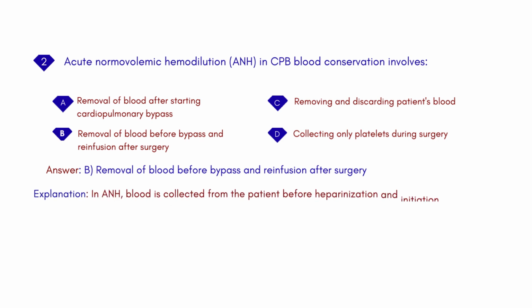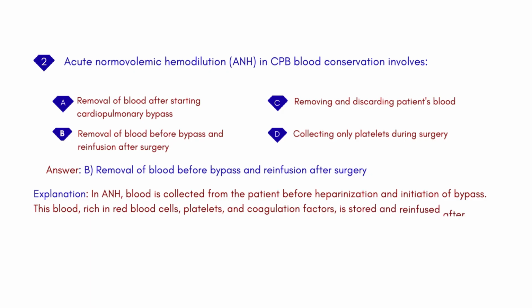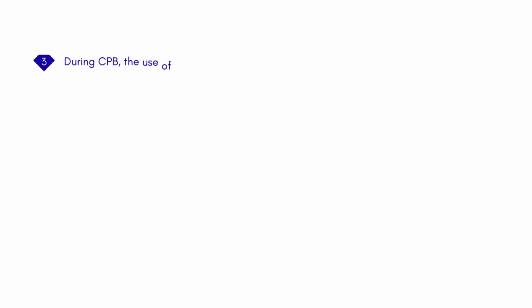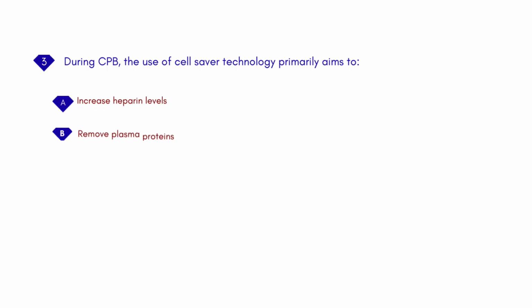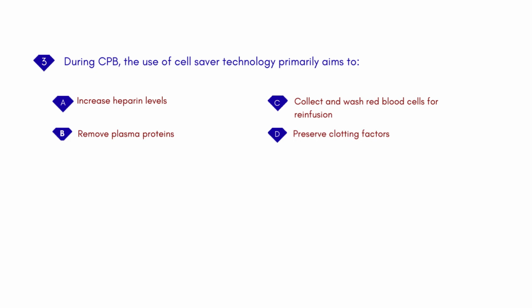Explanation: in ANH, blood is collected from the patient before heparinization and initiation of bypass. This blood, rich in red blood cells, platelets, and coagulation factors, is stored and reinfused after bypass to minimize blood loss and transfusion needs. During CPB, the use of cell-saver technology primarily aims to: A. Increase heparin levels. B. Remove plasma proteins. C. Collect and wash red blood cells for reinfusion. D. Preserve clotting factors. Answer: C. Collect and wash red blood cells for reinfusion.